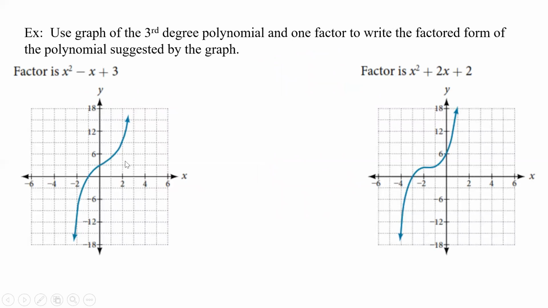All right, so this is going to be the same kind of thing, almost, but it says use the graph of the third degree polynomial. So we have our third degree polynomial. This is an odd function. K is greater than 0. Again, we have an odd function, k greater than 0. We're supposed to have one factor to write the factored form of the polynomial suggested by the graph.